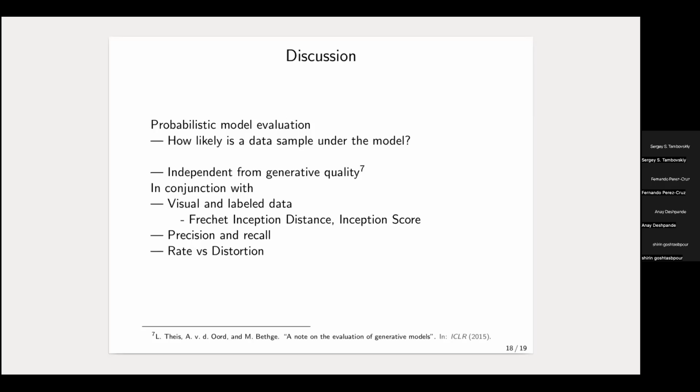It shows good results, but it is not perfect. And there are some works that show that it can be independent of the quality of the samples that the model is able to generate. So when the negative log likelihood is low, it means that the model is not actually covering the data distribution very well. But when it's high, we cannot just say the model is right.